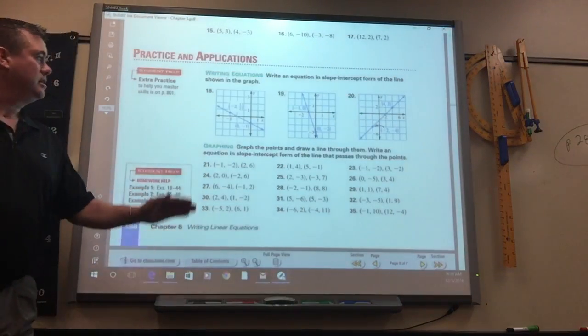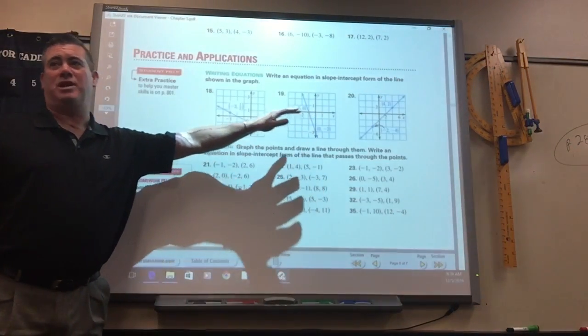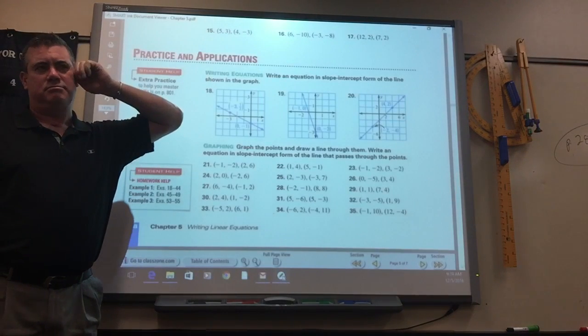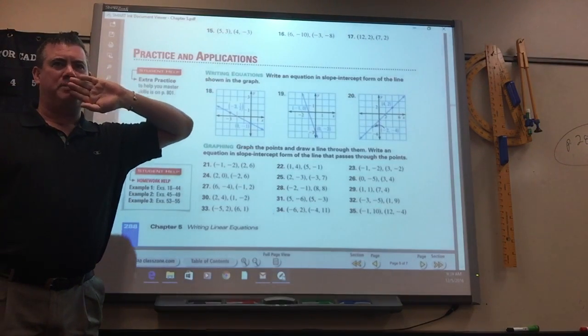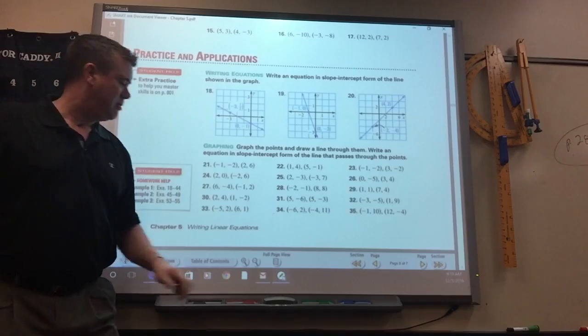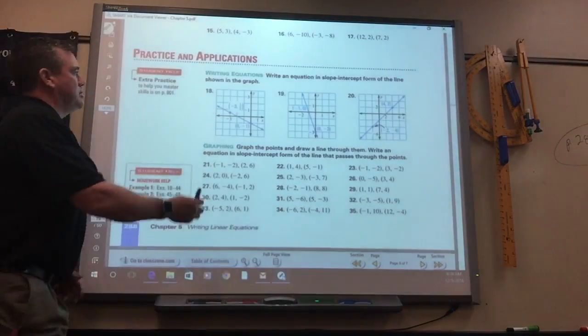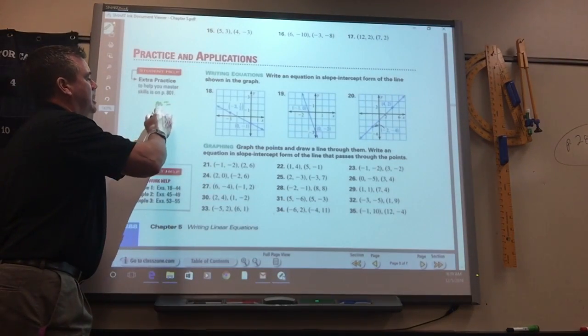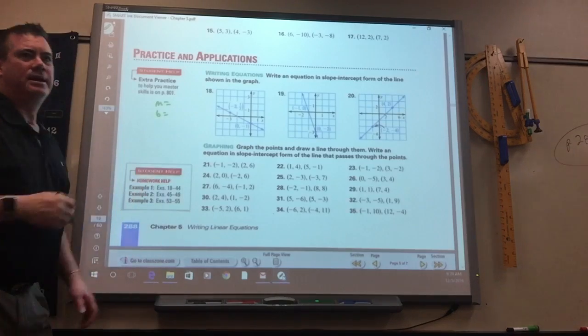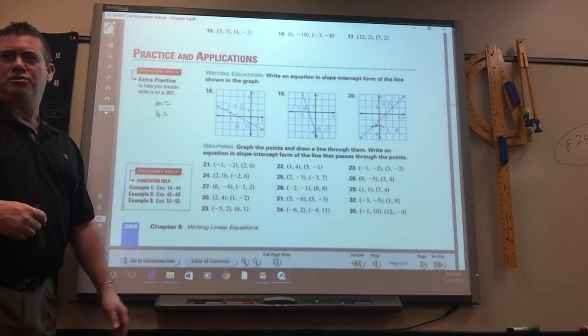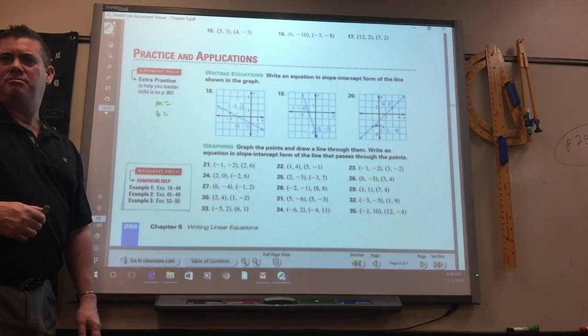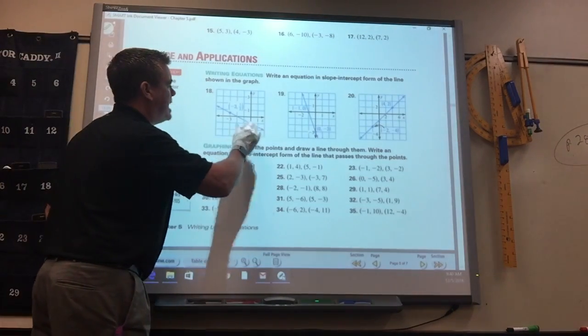Three. The first three are the simple ones. You really don't have to do all the work because you can figure it out just from the graph. Remember, you need two things to write an equation. You need m and you need b. On this graph, can you just look at it and see where b is? Yeah. Right there, it crosses at -1.